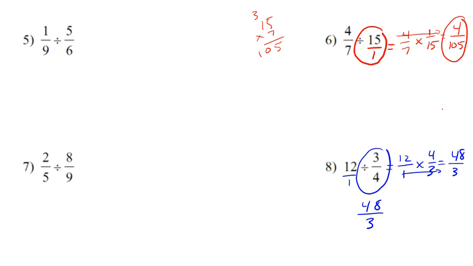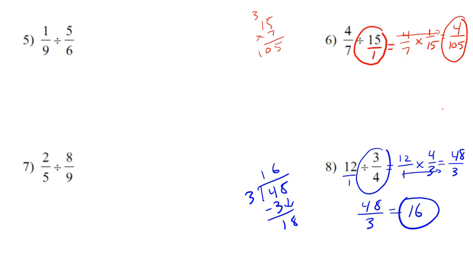What's happening here is when we divide by a fraction less than 1, the number actually gets bigger, because we're trying to figure out how many 3/4s there are in 12. I'm going to do 48 divided by 3 longhand here. 3 goes into 4 one time. That's 3, and then I bring down my 8, and that's 16. So 48 divided by 3 is 16. So my answer for number 8 is 16.